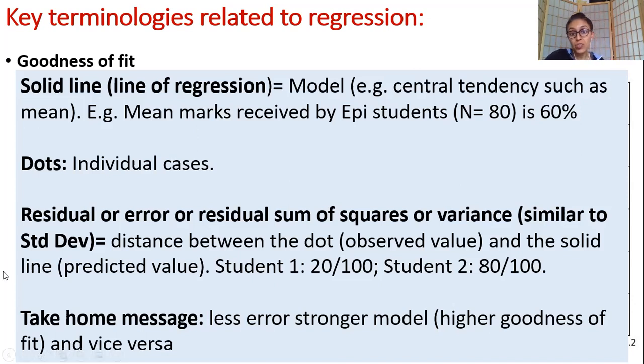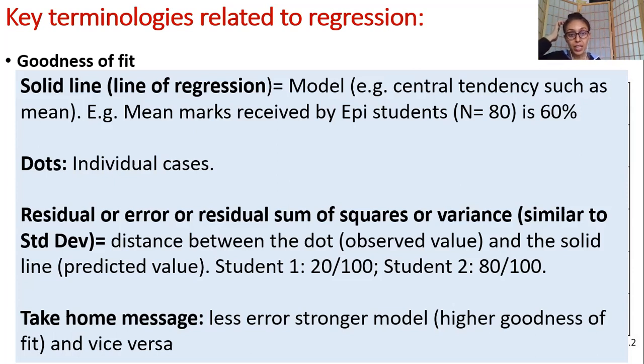For instance, student one can get 20 out of 100, the other one can get 80 out of 100, and these may be outliers, which are really far off. Most of the class are getting 60 out of 100, which is around the line of regression.